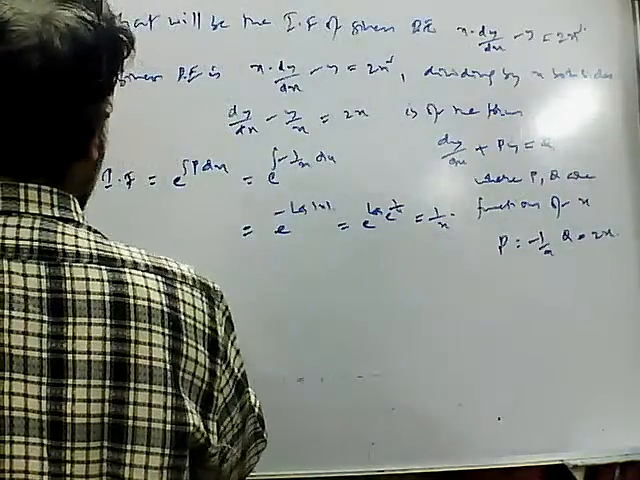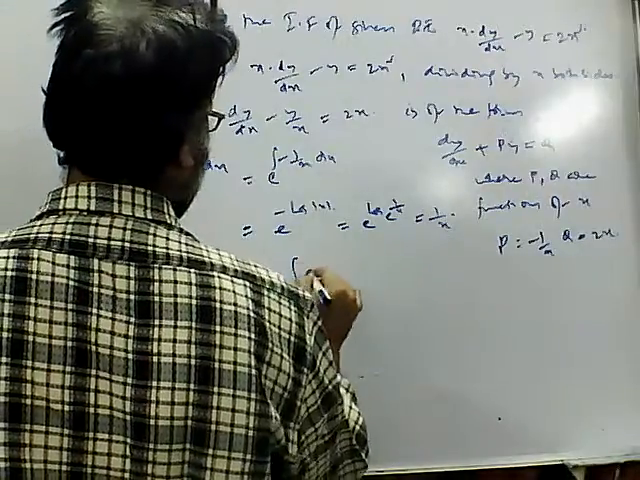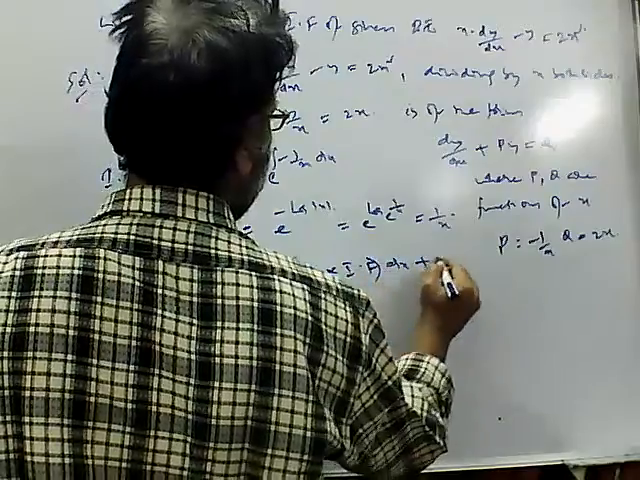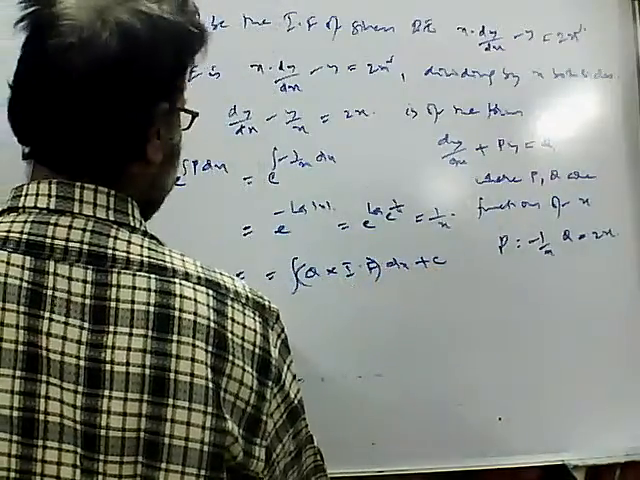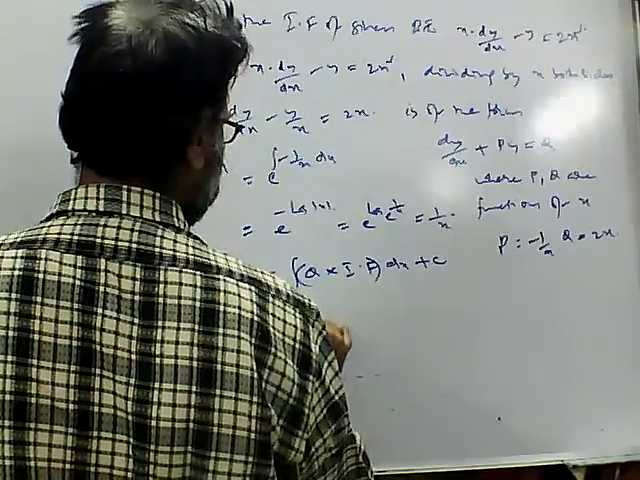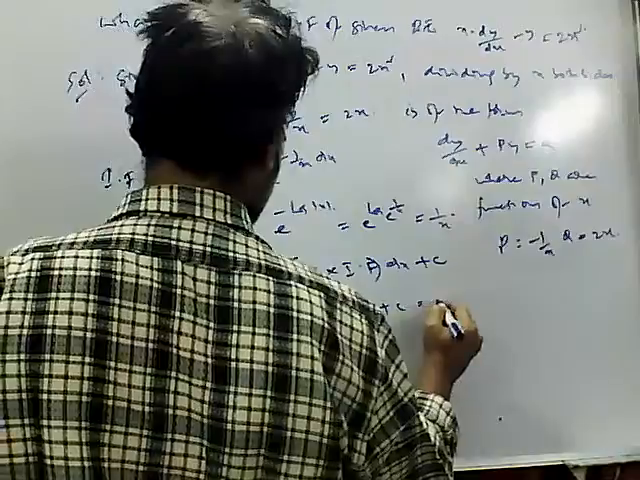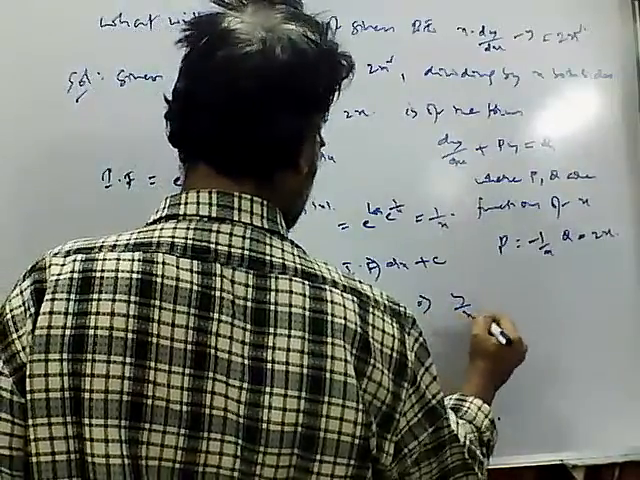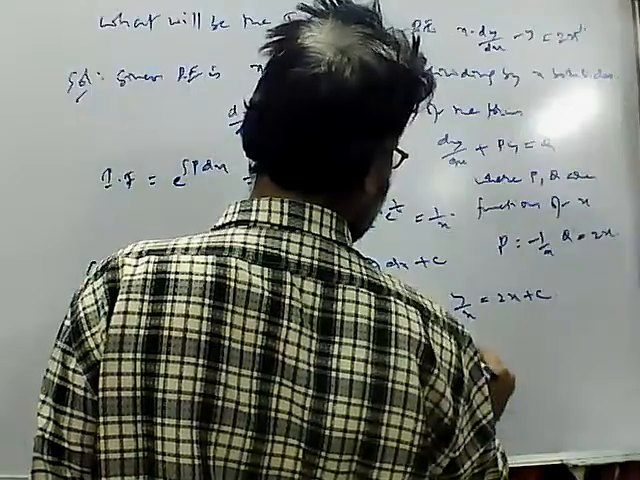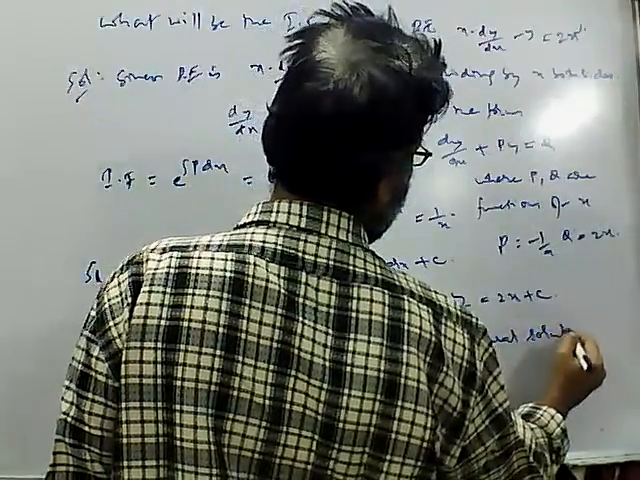Now the solution is y into IF is equal to integral q into IF dx plus c. So y into 1 by x is equal to integral x into 1 by x dx plus c. That implies y by x is equal to x plus c, which is the required general solution of the differential equation.